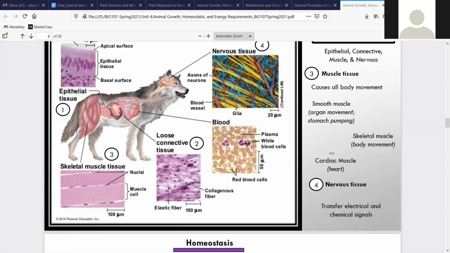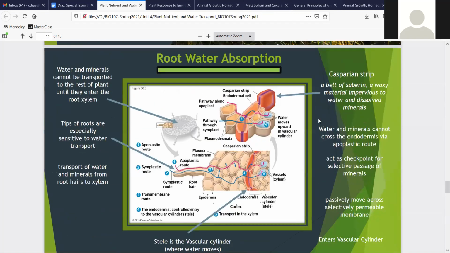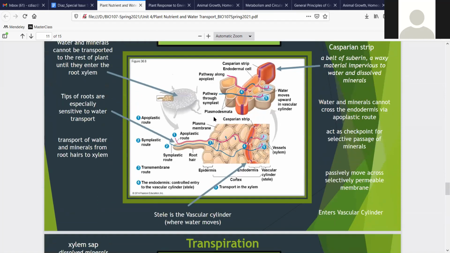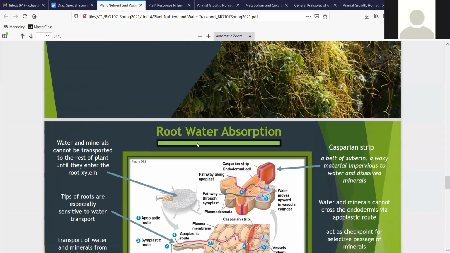Let's see. Then we have a clarification question, which is, what are the three different methods of transport in plant cells? Pretty much, are we talking about diffusion, transpiration, and translocation? When I'm asking that question, I'm talking about the different routes that water can take going through a plant cell.